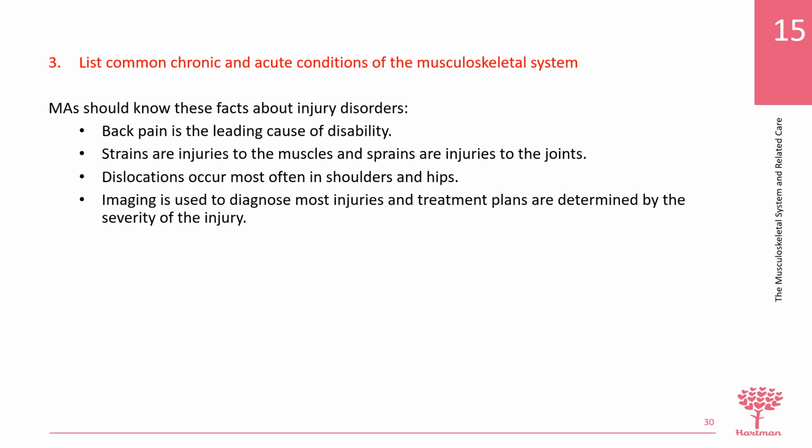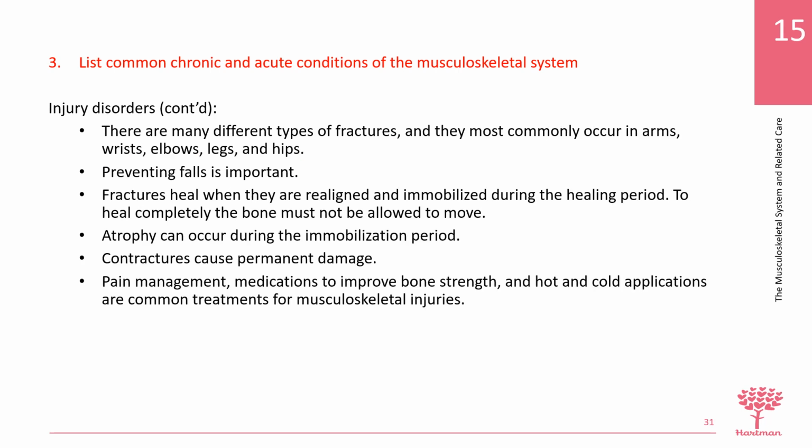All right, so here are some additional things that we should understand about injury disorders. Back pain is the leading cause of disability. Strains are injuries to the muscles, and sprains injure the joints. Again, look at that again. A muscle strain affects the muscles, sprains injure the joints. Okay. Dislocations occur most often in shoulders and hips, and imaging is used to diagnose most injuries, and treatment plans are determined by the severity of the injury. So we will talk about some of those imaging studies.